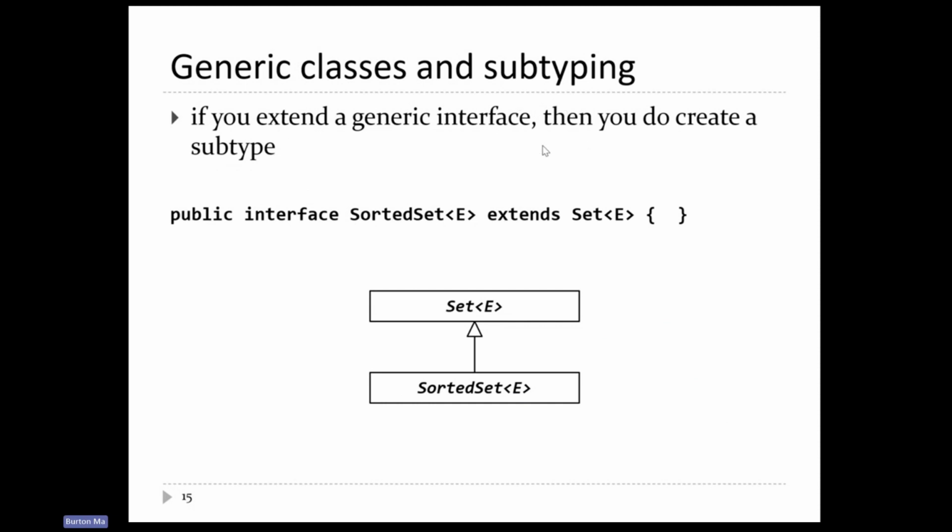Similarly, if you extend a generic interface, you create a new subtype, a new sub interface. So if you have an interface called set that's generic, and you extend that interface, you end up creating a sub interface of set. So sorted set is a set in this case. So there's an example of extending an interface, which I don't think we've seen yet in this course. But you can extend an interface. It works the same way as extending a class. So sorted set has every method that's defined in the set interface, and it can add its own methods as well.